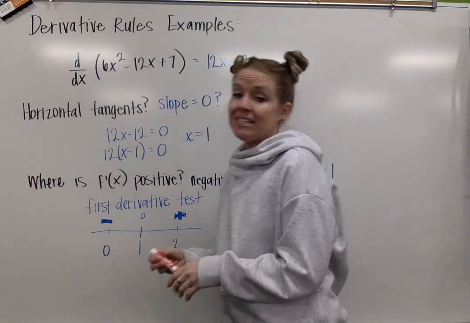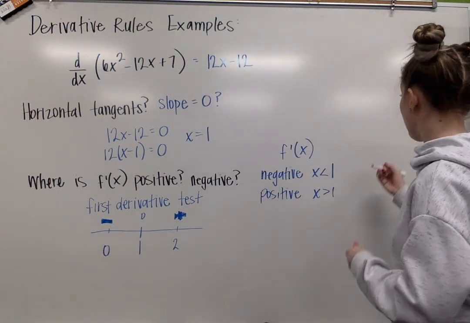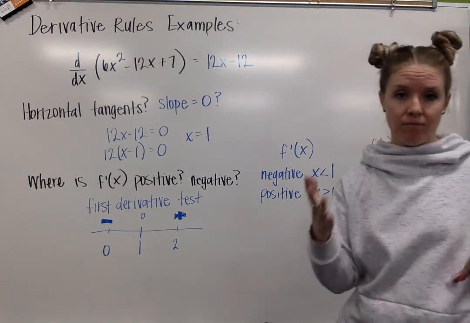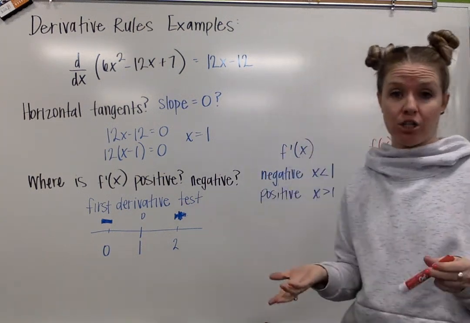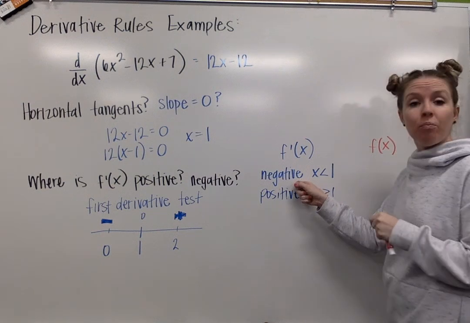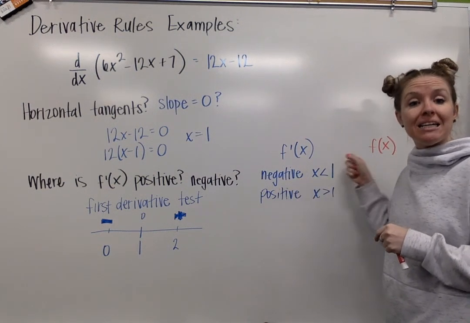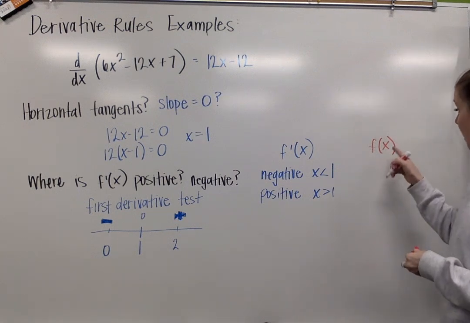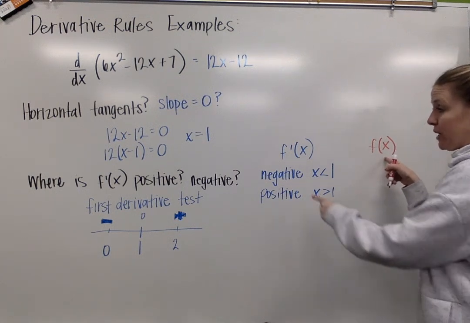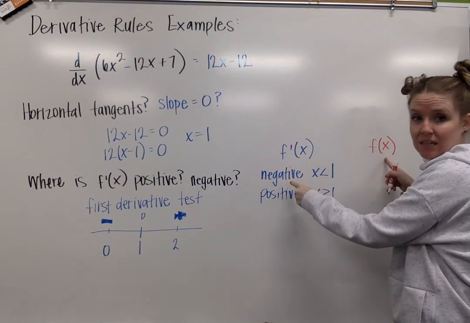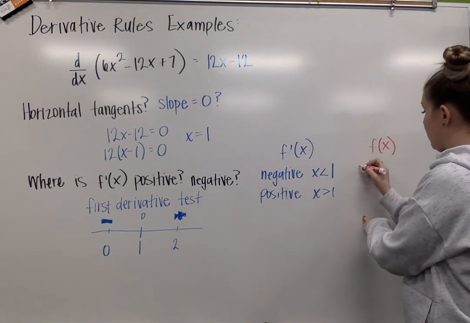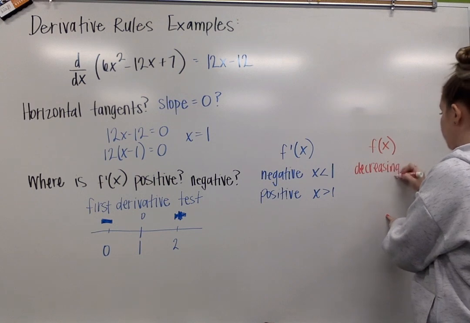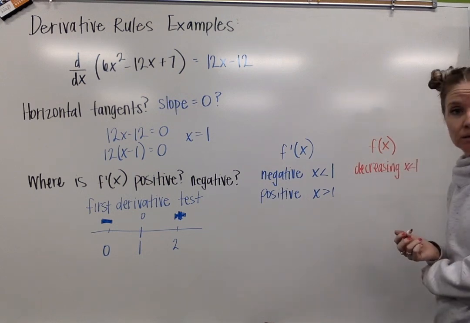Then the question says, based off of this, what do we know about f of x? So the original function, the position function. So if my slope is negative, that means my function is decreasing. So f of x is decreasing when f prime of x is negative. So I'm going to say f of x is decreasing when x is less than 1.